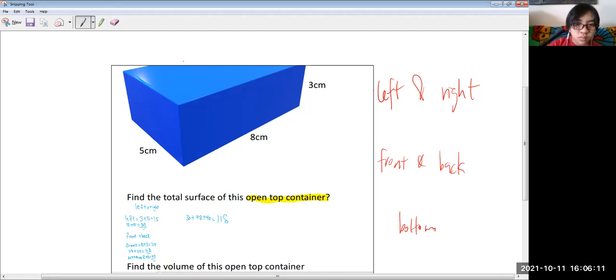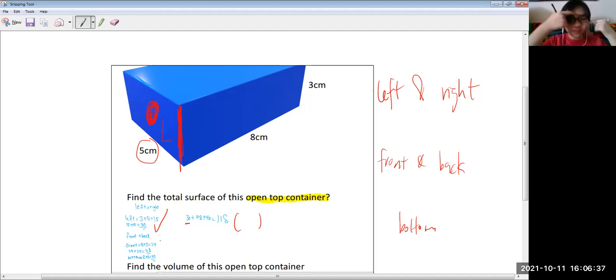So left, right, which is the left? This one is the left, right? So if this is the left, this is 5 cm, what is this? 3, right? Yeah, good. So 30. Okay. By the way, you need to have a unit. Where's your unit? cm square.